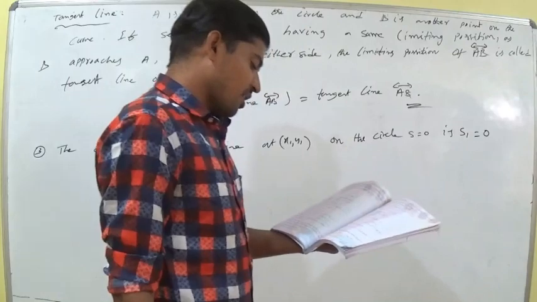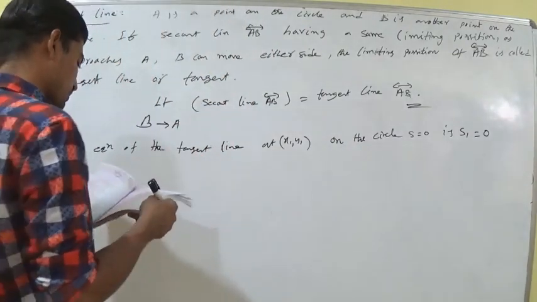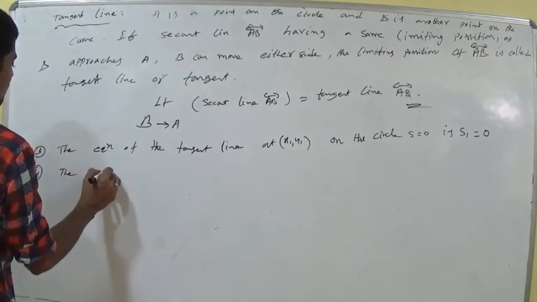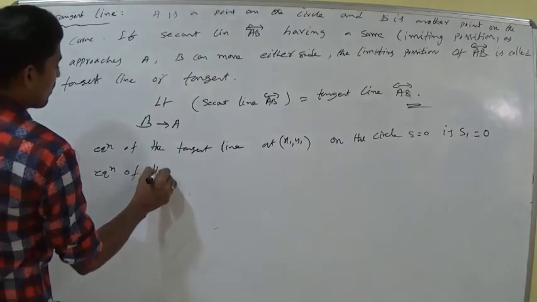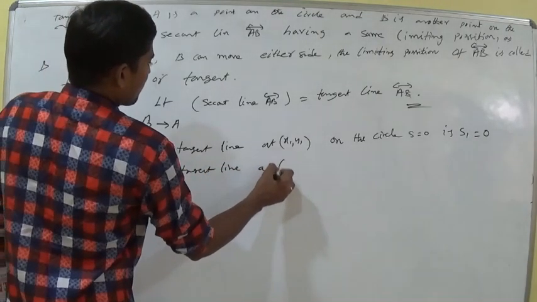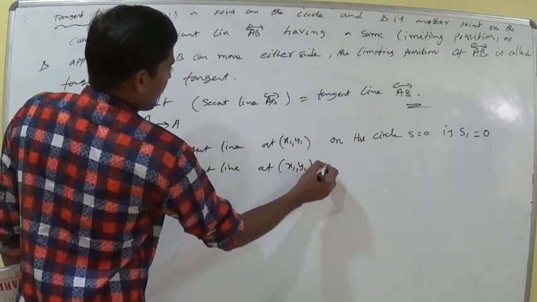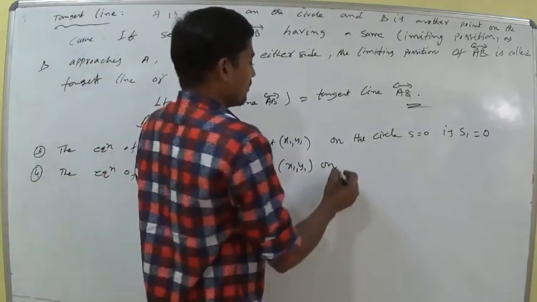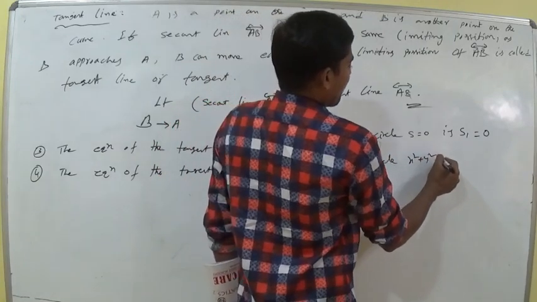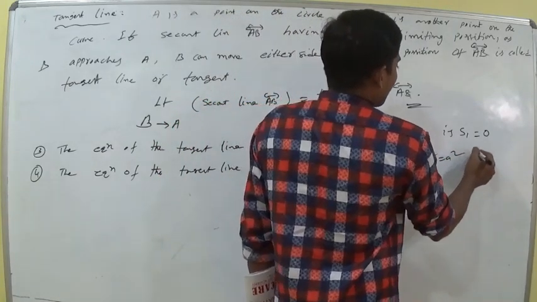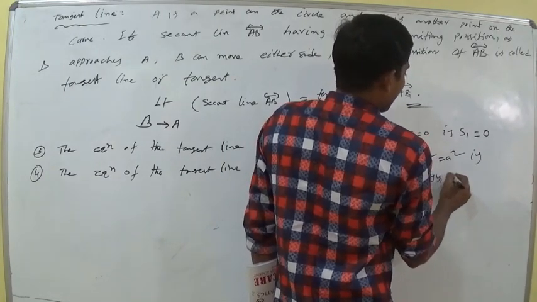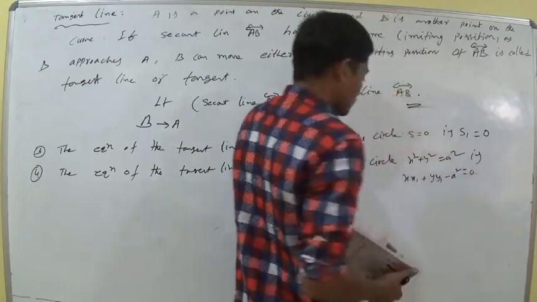The equation of the tangent on the circle is the fourth one. The equation of the tangent line at (x1, y1) on the circle x² + y² = a² is x x1 + y y1 - a² = 0.